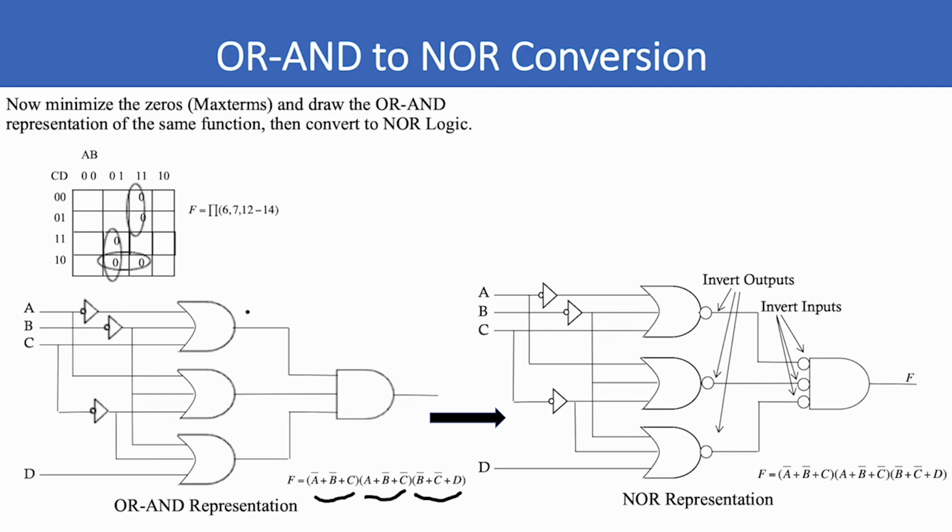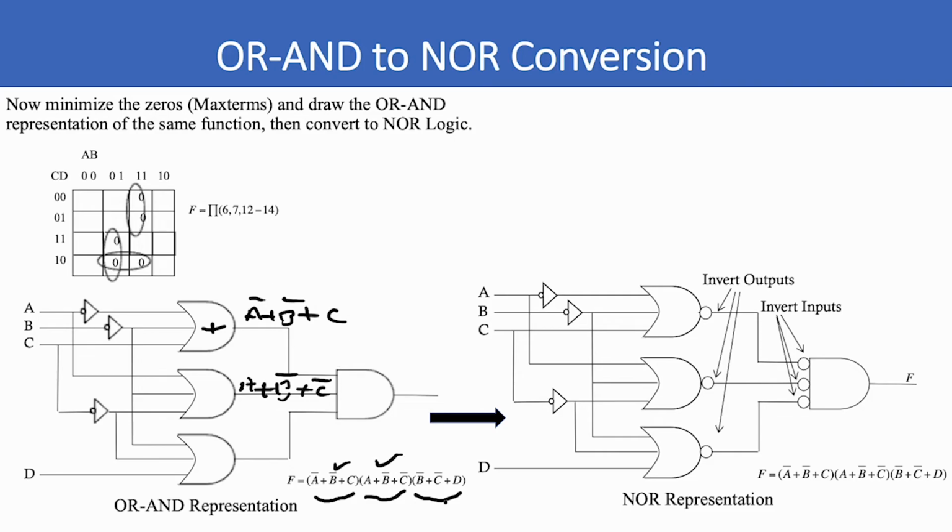This is the first one. This one right here. This is A bar plus B bar plus C. Okay, and that's this one right here. This second sum term is A plus B bar plus C bar. And that's this second one right here.